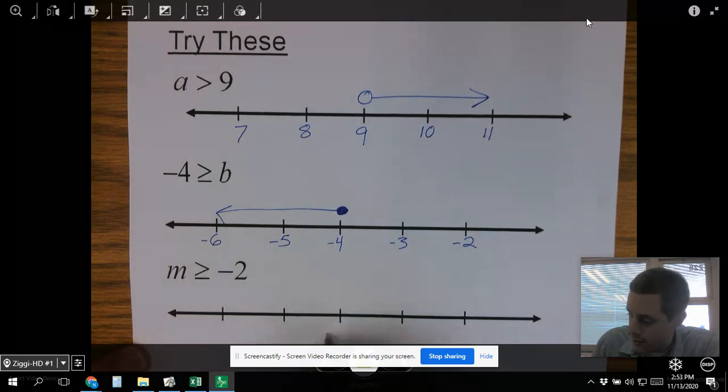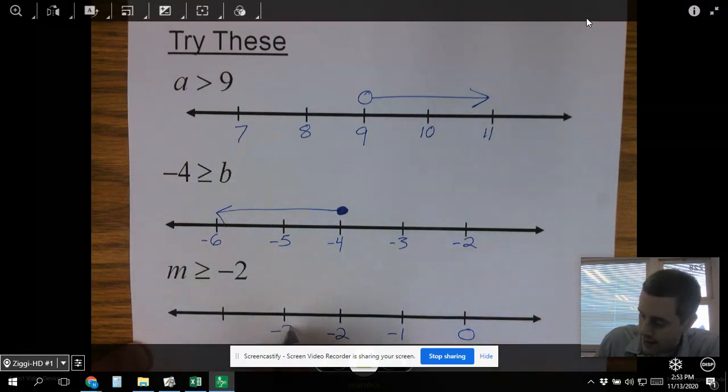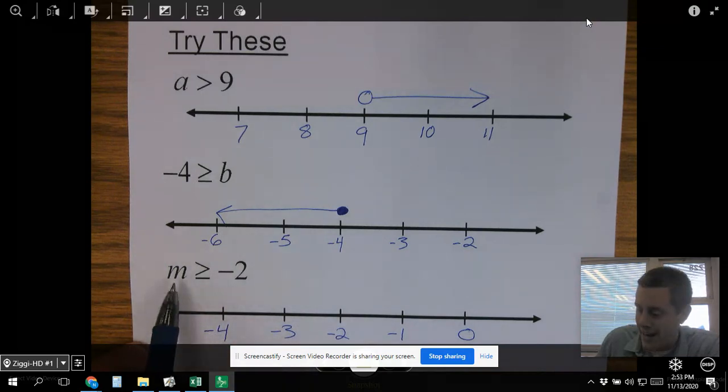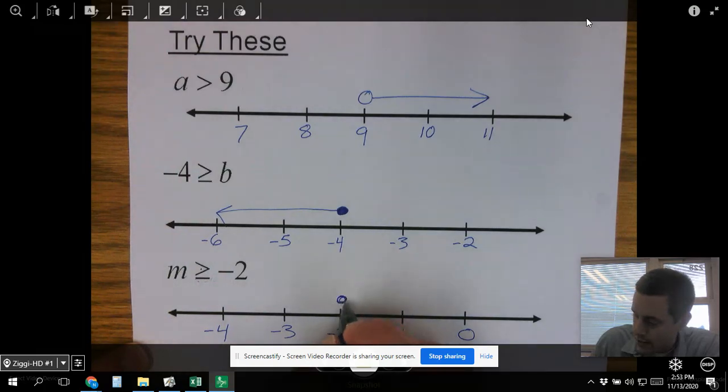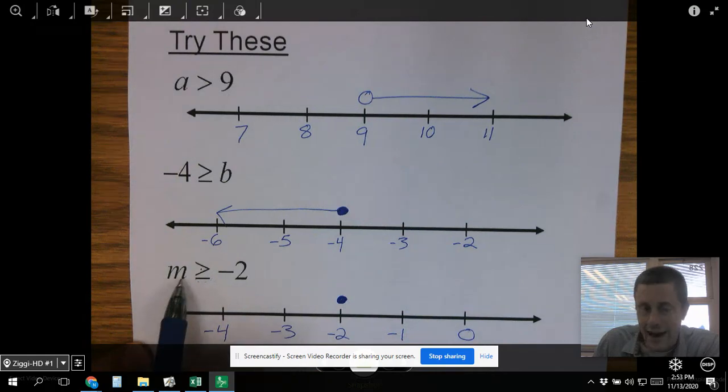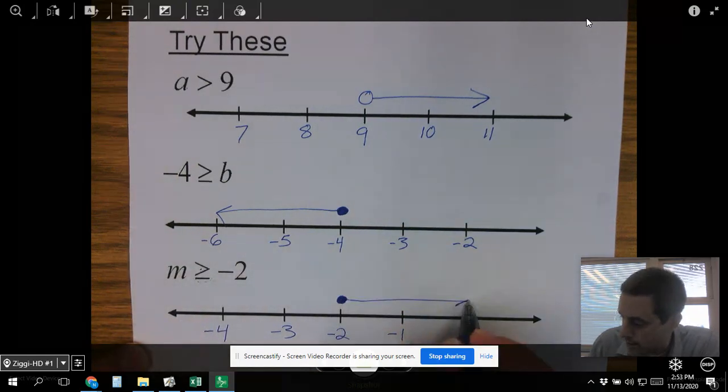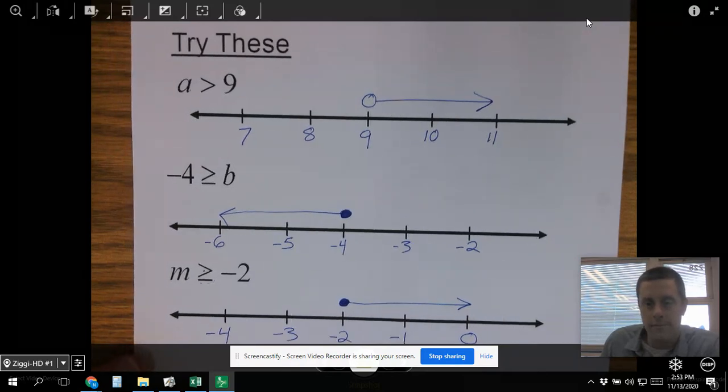Finally, m is greater than or equal to -2. Make yourself a number line with a -2 on it. I'm going to put -1 and 0 to the right, -3 and -4 to the left. M is greater than or equal to -2. I am including -2 in this solution set, so use a closed circle to begin your graph, and then I need values that are greater than -2 for m. Those values appear to the right of -2.